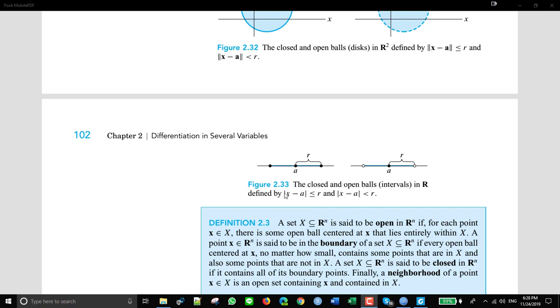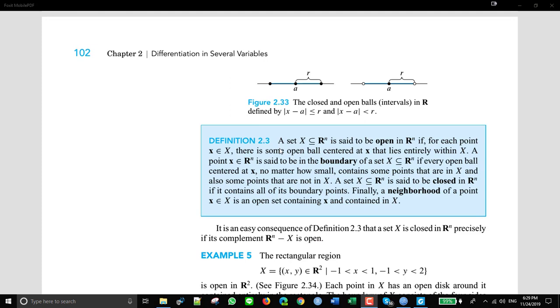And we're talking about this. We don't need the norm anymore. We just talk about the absolute value of x minus a is less than or equal to r. That would be the closed one. And this is the absolute value of x minus a is strictly less than r. That would be the open one. So you can see the dots here, whereas the open circles here indicate that these points are not included here, whereas they are included here.